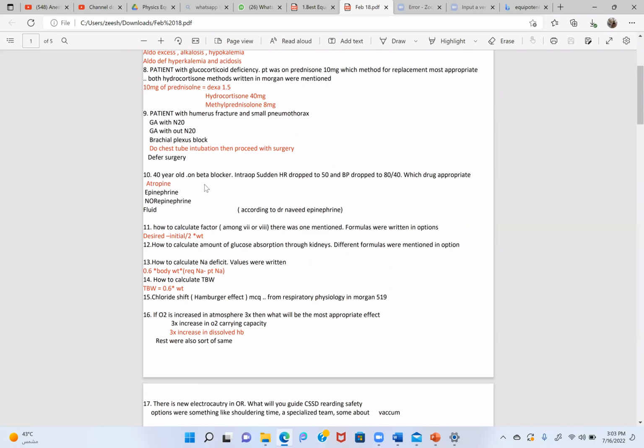A 40-year-old on a beta blocker, intraoperatively, sudden heart rate drop to 50, BP to 80/40, which drug is appropriate? According to Dr. Naveed, salute to him, he has told the correct answer, but it may not be the first choice. If you look at the different options, this answer should be on the basis of the bradycardia ACLS algorithm. If the first-line drug is not acting, and of course when the patient is beta blocked, atropine will not work. Maybe they have given some doses of atropine and it is not responding. Then you will go to the second choice. So the answer will be according to the scenario.